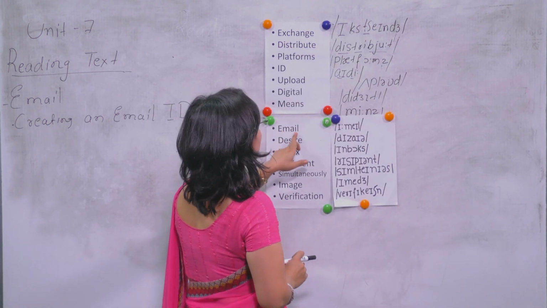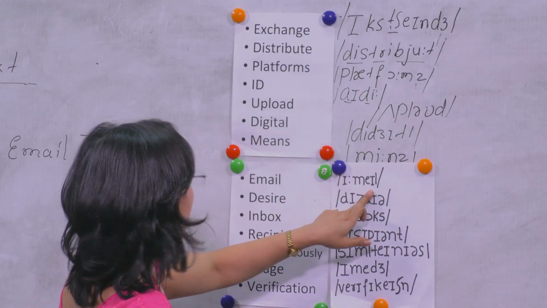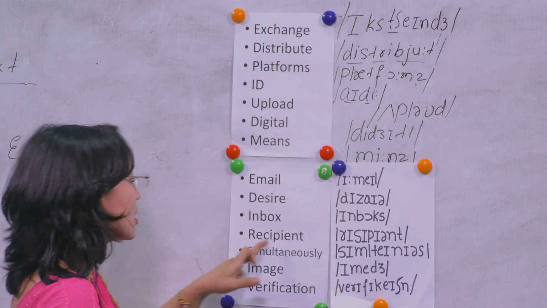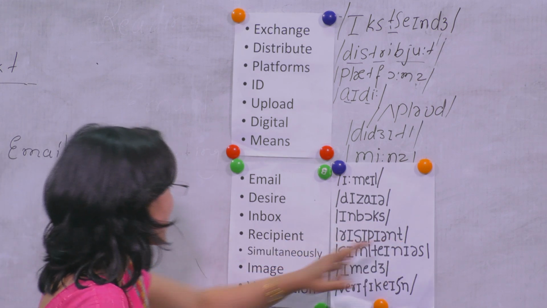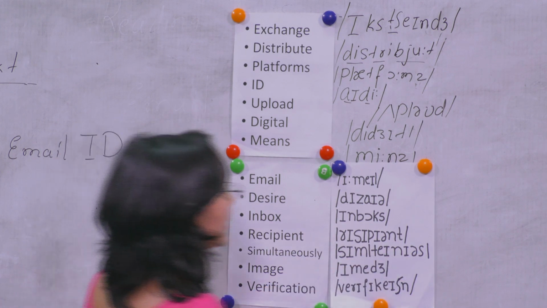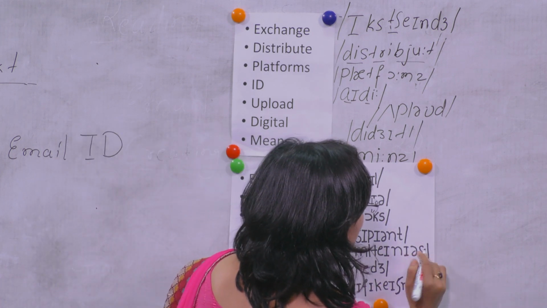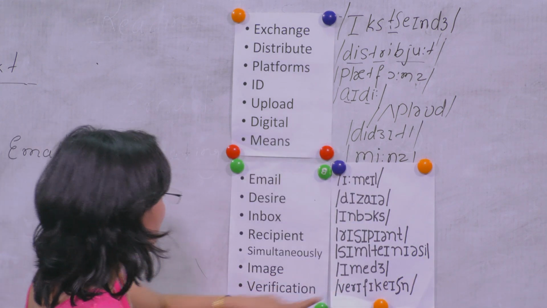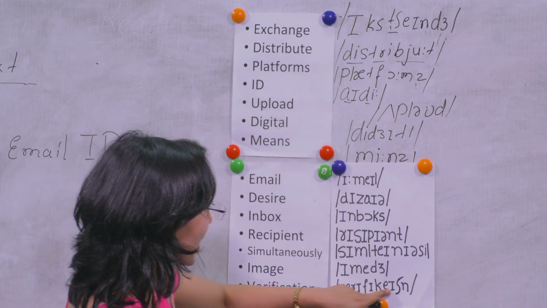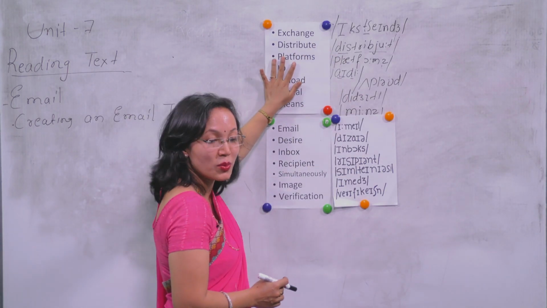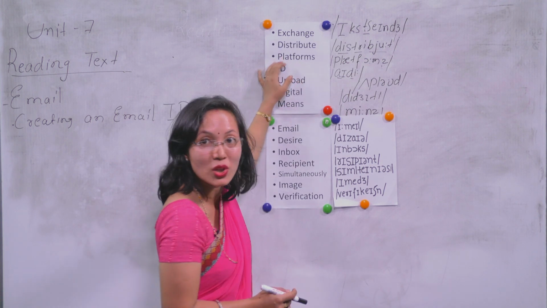So email, desire, inbox, recipient, simultaneously, okay, and image, verification. So these are the phonemic transcription of the words of the list given in your book.